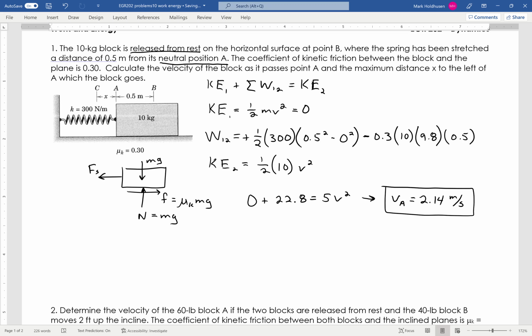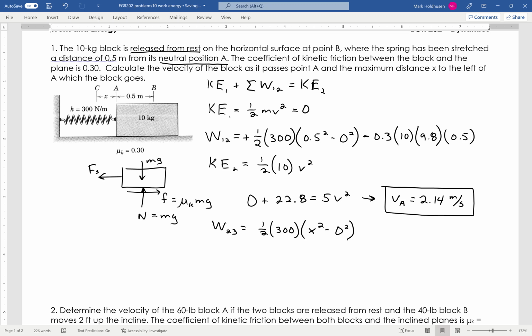Taking it a step further, now I'm going to go from 2 to 3, because I want to find the maximum distance. At point C the velocity goes to 0, which is where it no longer moves to the left. That's going to be the maximum distance, so my final velocity here will be 0. The work being done by the spring is going to be 1/2 ks squared again, but now I don't know that distance. That's why I'm trying to find x squared. Initially I'm at 0.